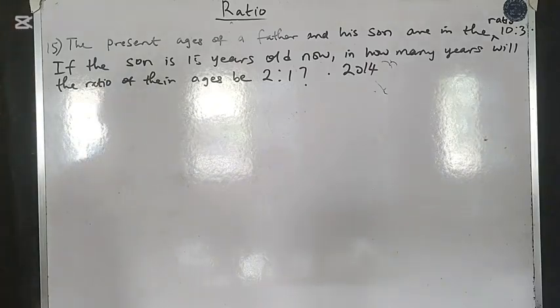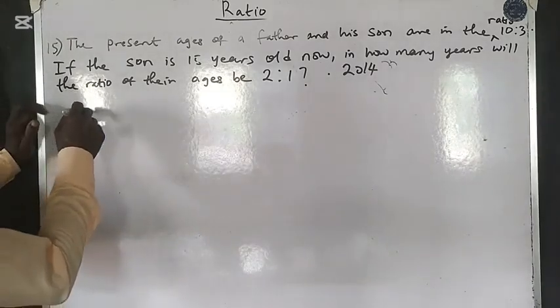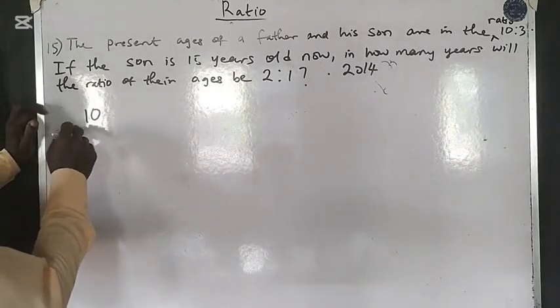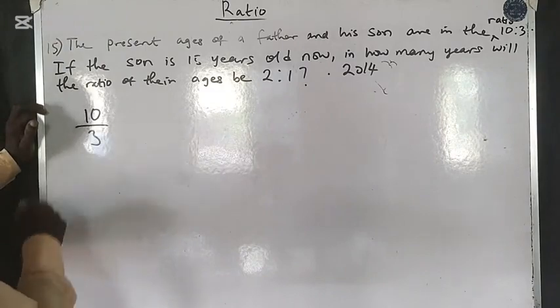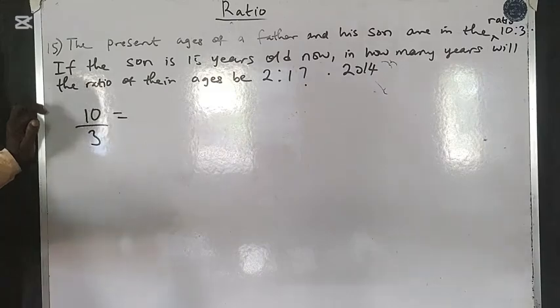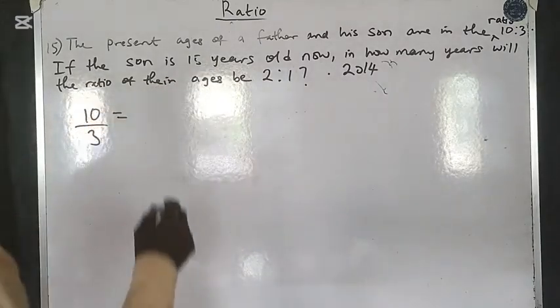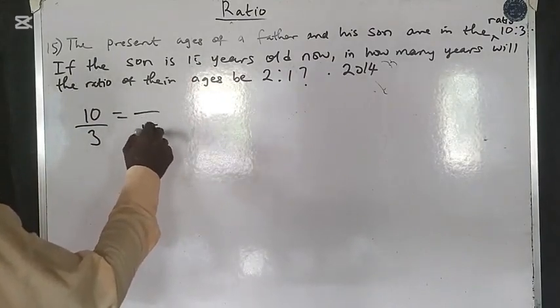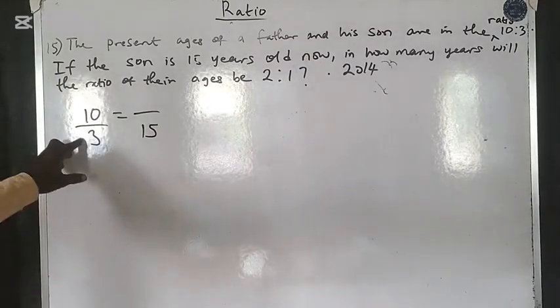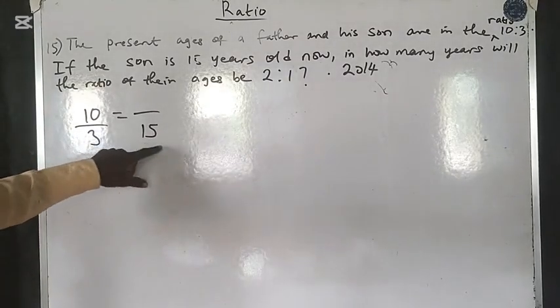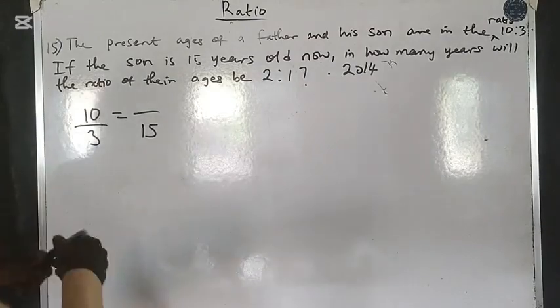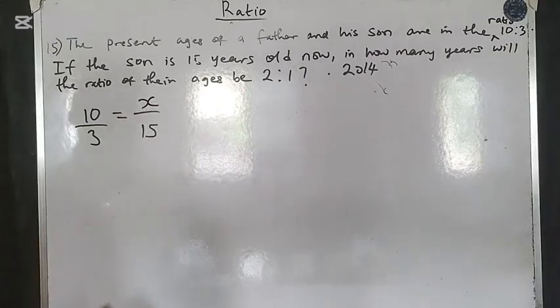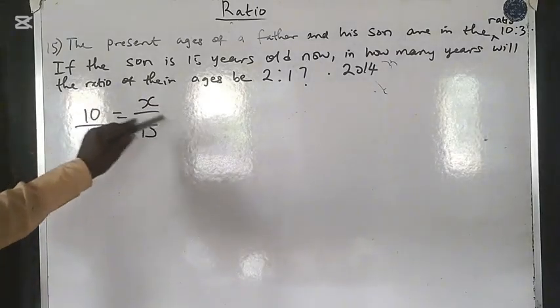Now, we are told that the present ages of the father and the son are in this ratio. So, father ratio 10, son ratio 3. And we are told that the age of the son right now is 15. So we write 15 here. Since the ratio of the son is 3, then the age of the son will be here. Let x be the age of the father right now.